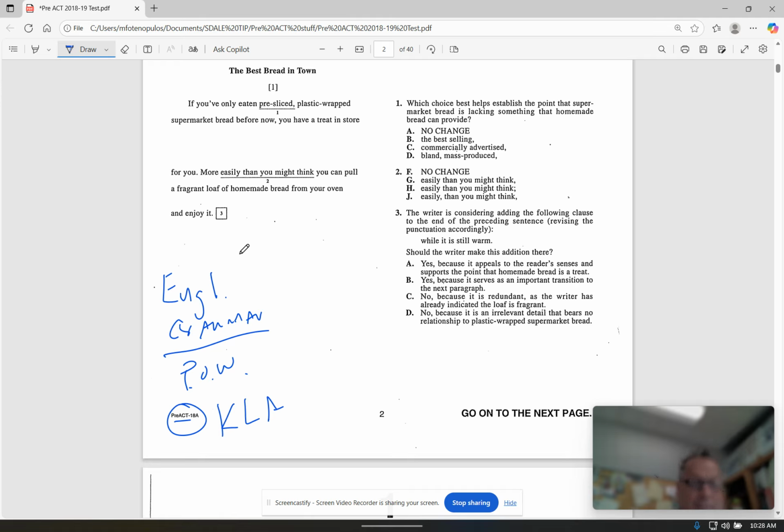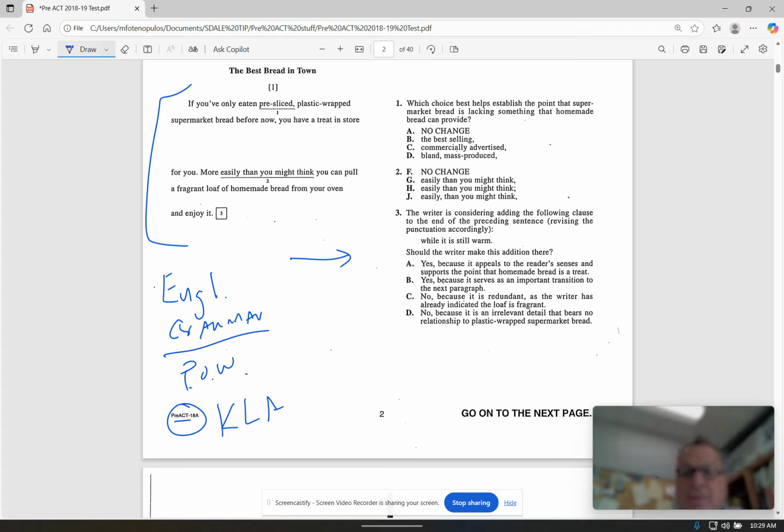The best bread in town. If you've eaten pre-sliced plastic wrapped supermarket bread before, you have a treat in store for you. More easily than you might think, you can pull a fragrant loaf of homemade bread from your oven and enjoy it. So I read that piece right there, and now I'm going to go over and answer these questions. Notice I don't start here first. I don't start there first and then go back over this way. I don't do that. Rather, I read first, and then I come over and see what they're wanting me to do. Go to number one.